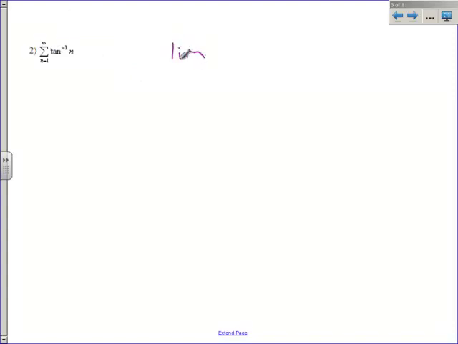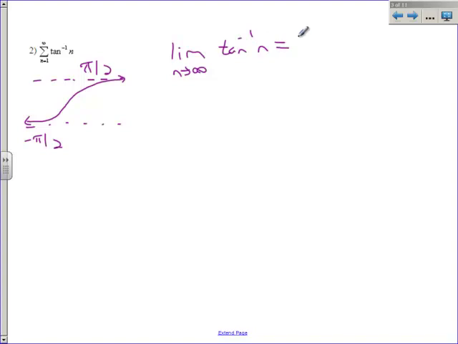Number 2, if you know the graph of arctan, it does something like this. It's got horizontal asymptotes at positive pi over 2 to the right and negative pi over 2 to the left. So the limit as n approaches infinity of arctan of n is pi over 2, which does not equal 0. Therefore, by the nth term test, this diverges.